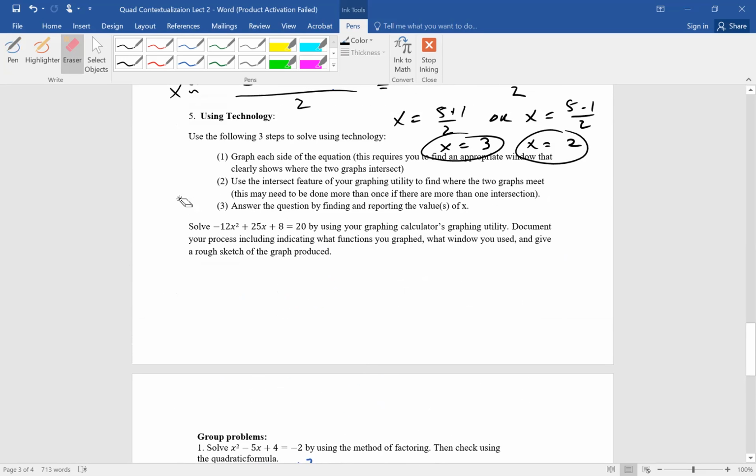If I wanted to do this problem using my calculator's graphing ability, in other words, you want to see when this quadratic function equals 20. Now notice we're using technology. My function is minus 12x squared plus 25x plus 8, and I want to figure out when that is equal to 20. Now, go ahead and get out your calculator.